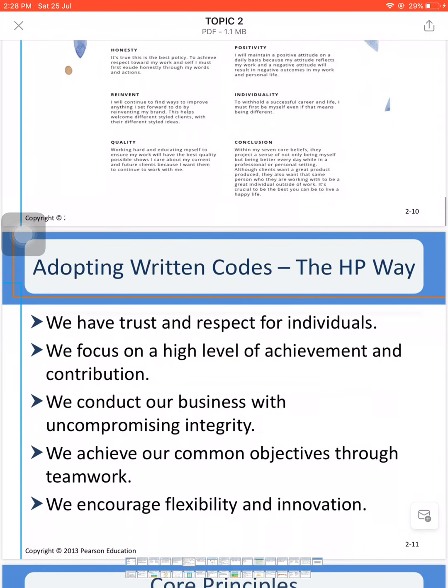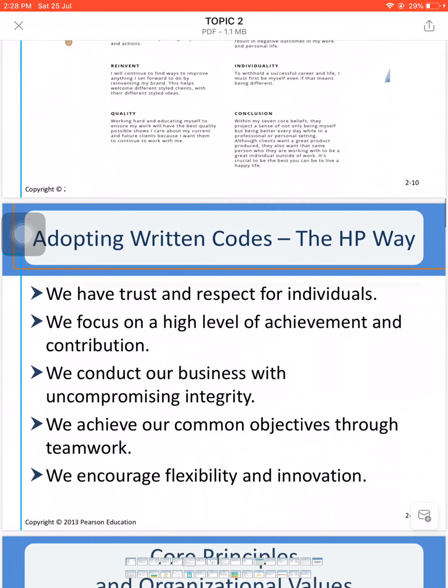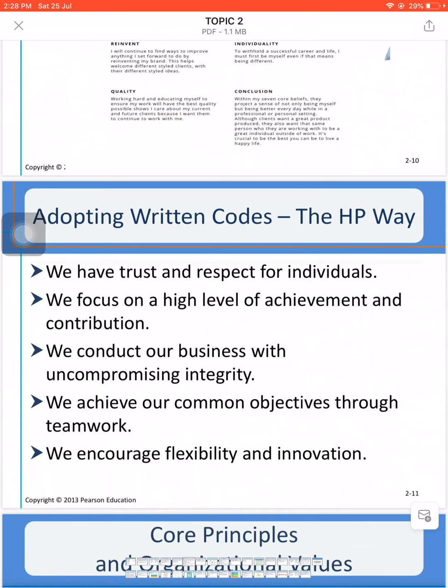Next is another example, which is HP. Their written code is: we have trust and respect for individuals.